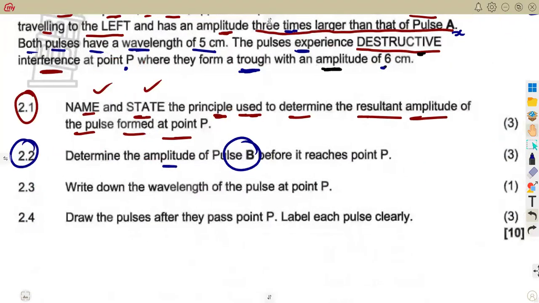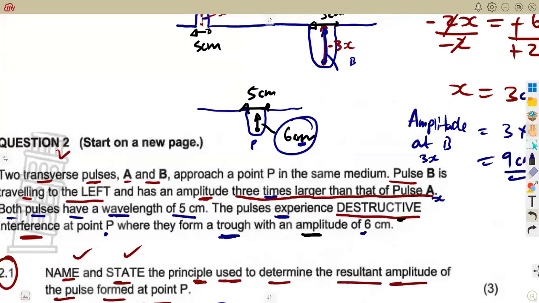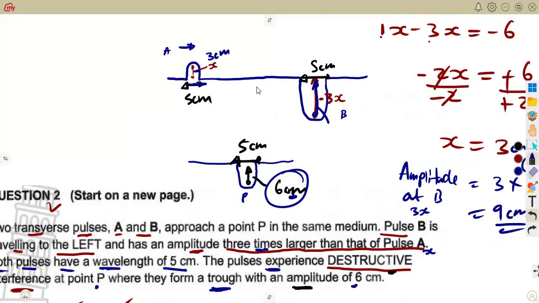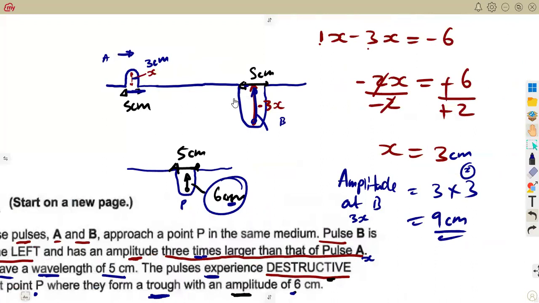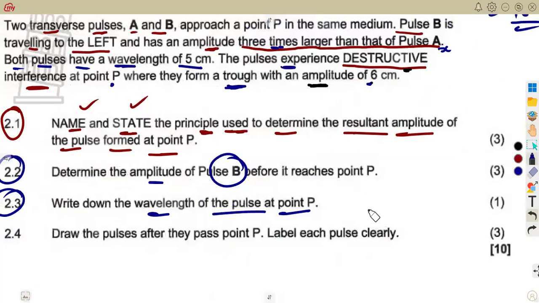All right. So let's consider another part. Write down the wavelength of the pulse at P. So at P, as we are given these wavelengths before, at A, it is 5, at B, the same. It is not going to affect our final answer, because this one is just addition. They will just combine at that point, having the same wavelength. So meaning to say it is going to remain as 5 centimeters as it is given before.